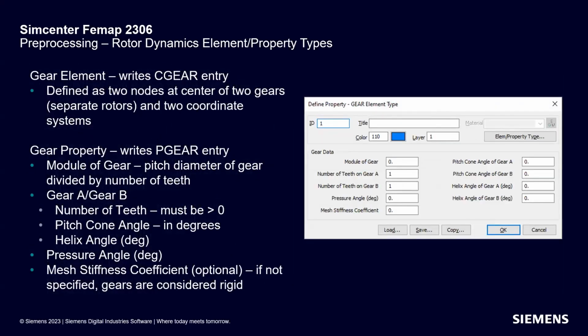When we're talking about the CGear, it's defined as two nodes at the center of two gears, separate rotors, and two coordinate systems. So basically you just pick two nodes and two different coordinate systems.